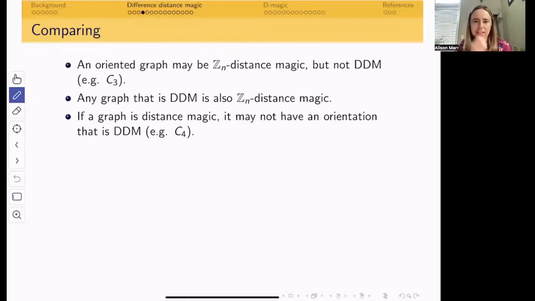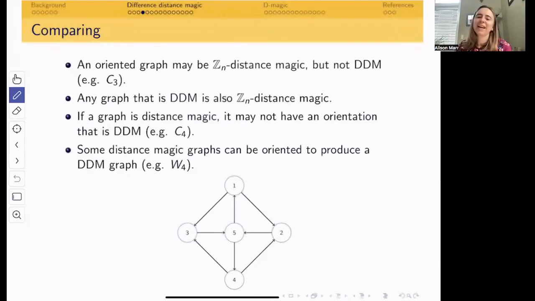If a graph is distance magic, it may not have an orientation that is difference distance magic. C4 is an example. We saw that on a few slides ago. In the undirected case, you can create these distance magic labelings, but you can't find an orientation that will give you a difference distance magic labeling.